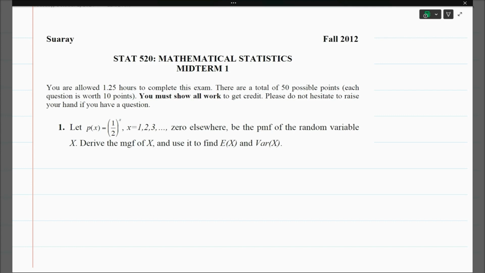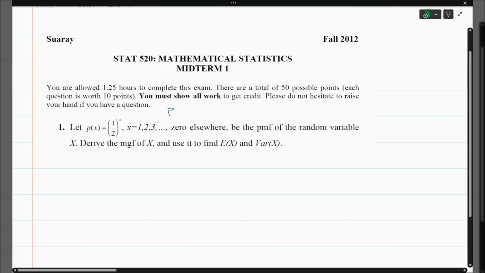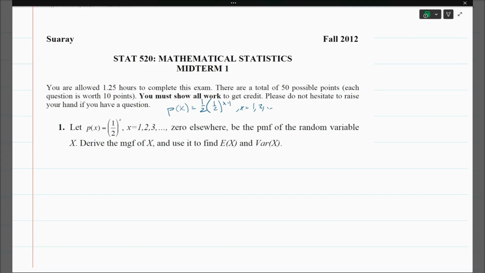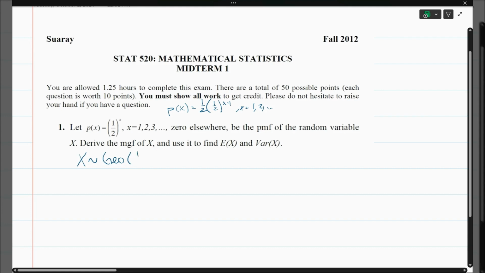In case it does not look completely familiar, you can recognize that P of X can also be written this way, X equals 1, 2, etc. So this is looking at the total number of trials until we hit the first success. In other words, X is geometric with parameter 1/2. All right, so that being said, let's first of all derive the MGF.